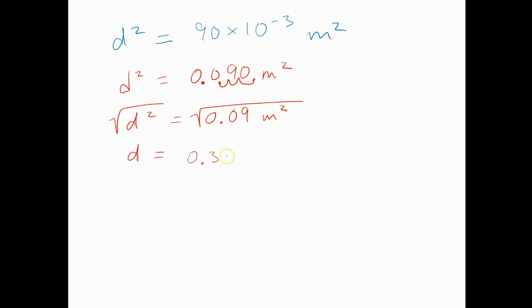The square root of the meter squared is a meter. We can check ourselves here: decimal 3 times itself, squaring. 3 times 3 is 9. We have these two decimal places, so 1, 2. Yep, the square root of 0.09, 9 hundredths, is 3/10. So the distance is 3/10 of a meter.